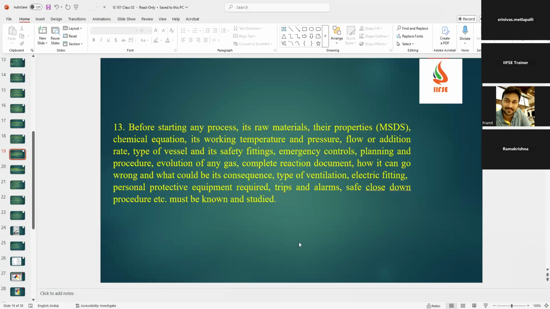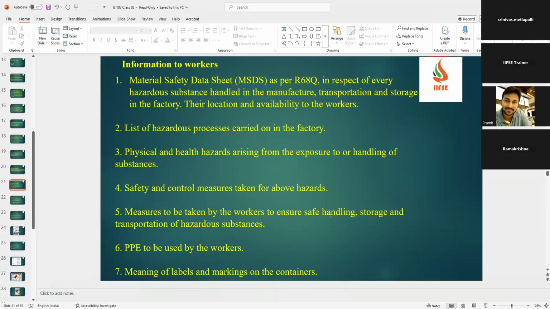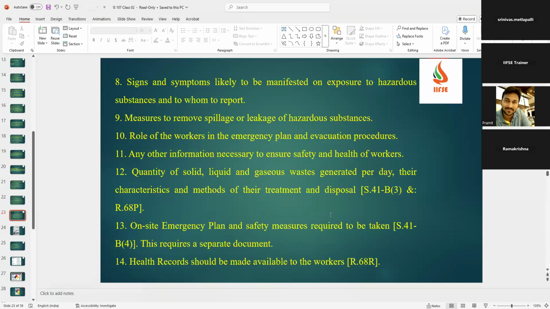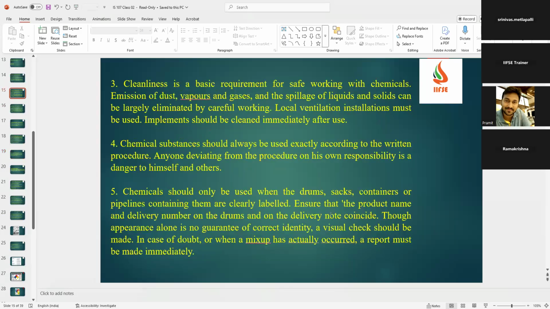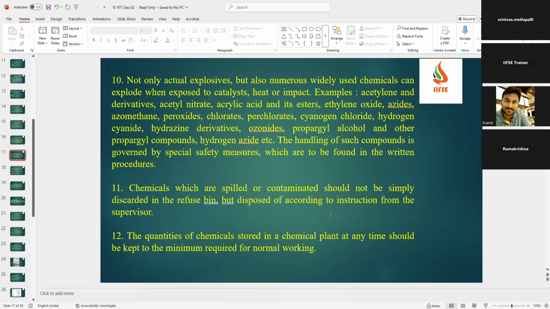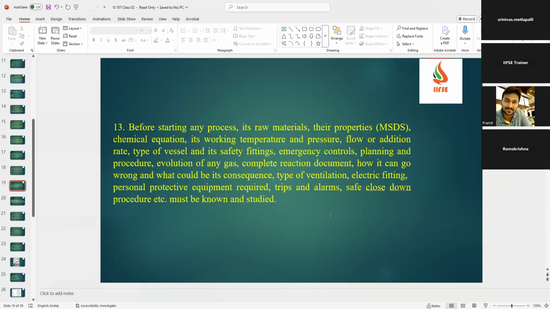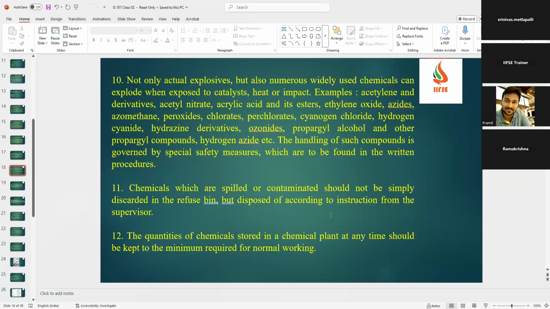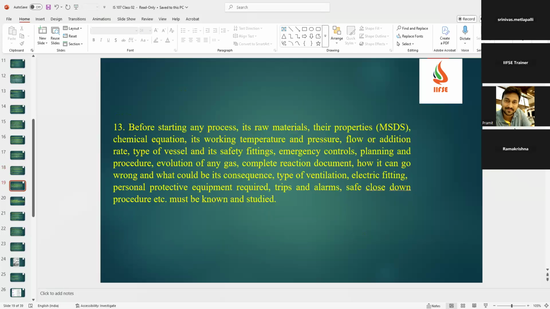Yeah, then we should know the raw materials we are adding, then the properties of the raw materials, and the temperature. Here we use the batch sheets. Then we'll have emergency controls. The operator also should know the emergency controls on the reactor, so how he can shut down.